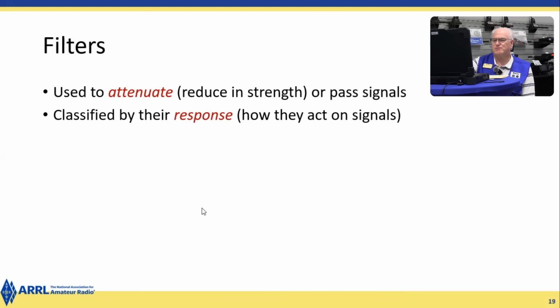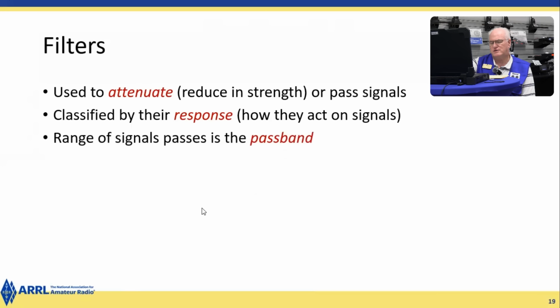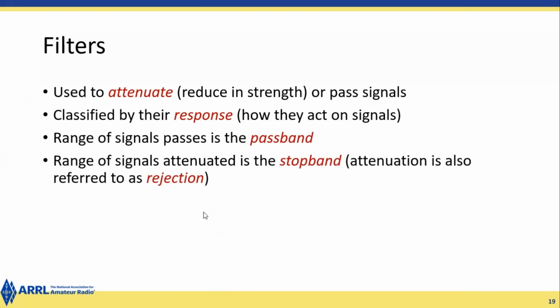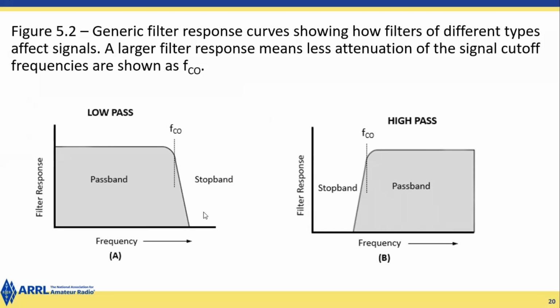Filters are classified by their response, how they act on signals. The range of signals that are passed by a filter is called the pass band. The range of signals attenuated by the filter is called the stop band, also known as rejection. Generic filter response curves are shown here. If you look at the first example on the left, this is a low-pass filter. It passes all these frequencies and then attenuates frequencies above. This is passing the low frequency. It's a low-pass filter. Here's a high-pass filter. It attenuates the lower frequencies and it passes the higher frequencies. So that's a low-pass, high-pass filter.